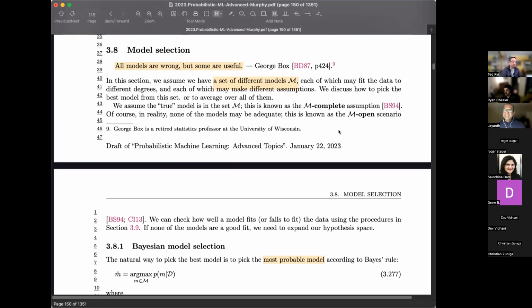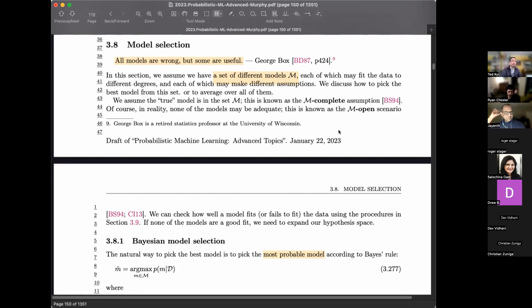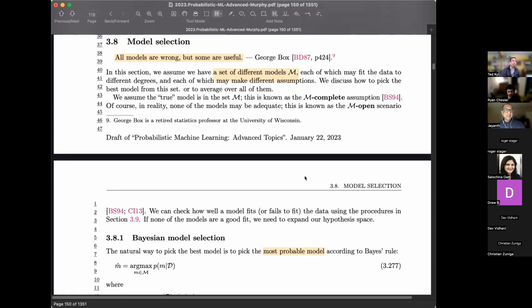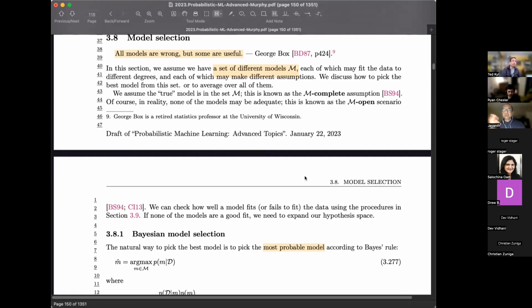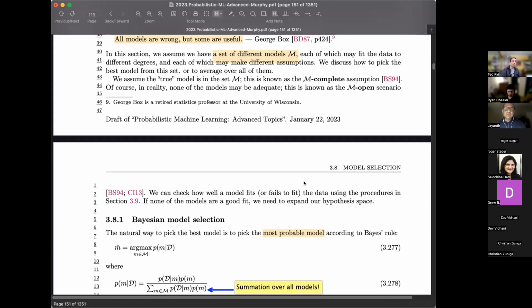Okay, model selection. This is, of course, a famous saying by George Box: all models are wrong, but some are useful. And so we come across the question, how do we pick between models? This goes into cross-validation, which most of us would have seen before, but this provides a Bayesian setting for that.